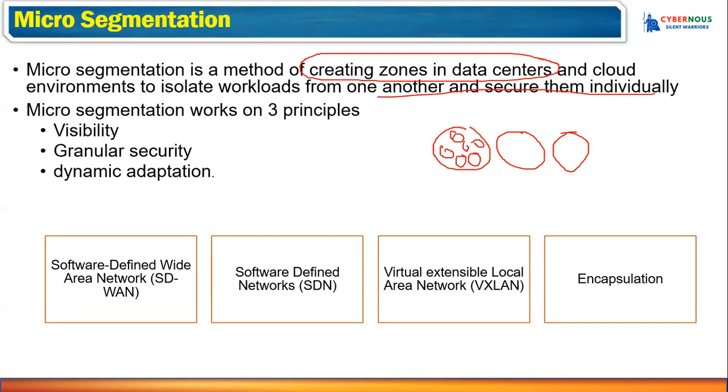So micro segmentation works on three different principles. One is visibility, one is granular security, and the third one is dynamic adoption. We are going to understand that. Okay, and these are the different forms of micro segmentation. What you see, we have software defined network. That means you can control your micro segments by deploying the management plane from a different aspect.